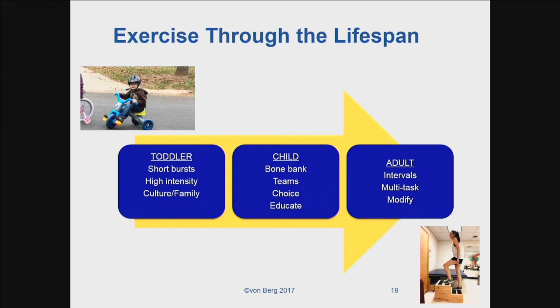This is also the time when it's important to establish a positive culture of exercise, so doing things together as a family. As the kids get older, it's about establishing the bone bank. Osteopenia and osteoporosis, or thinning of the bones, is something that is common in people who have CF. So really doing exercises that are going to strengthen the bones and build that bone bank.